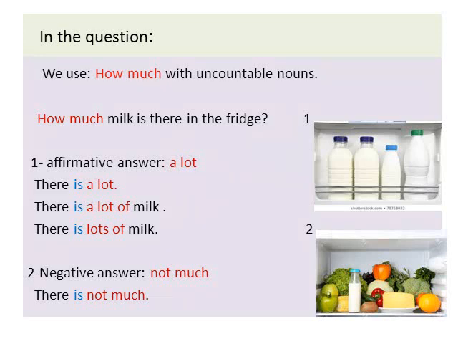How much milk is there in the fridge? Picture 1. In affirmative answer we use a lot. There is a lot. Or there is a lot of milk. Or there is lots of milk. In the negative answer we use not much. Picture 2. How much milk is there in the fridge? In picture 2, there is not much. So in the affirmative answer we use a lot, in the negative answer we use not much, with uncountable nouns.